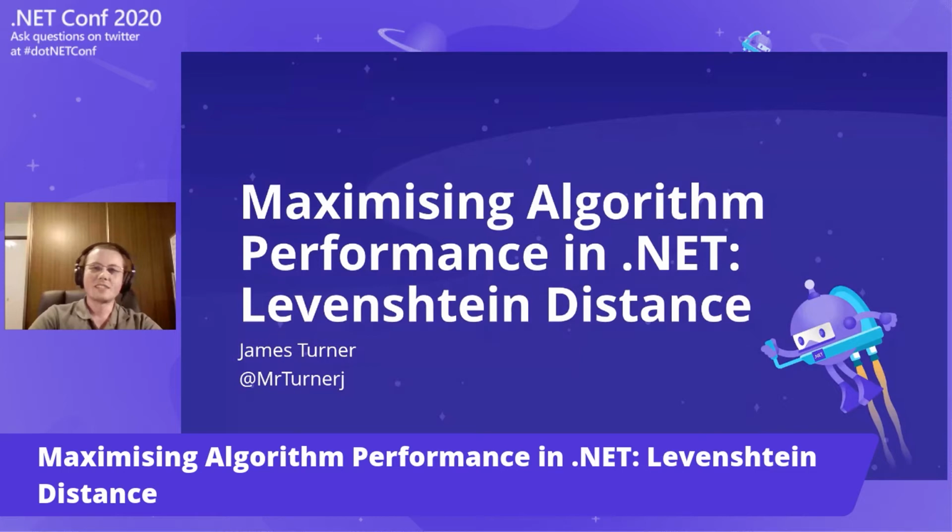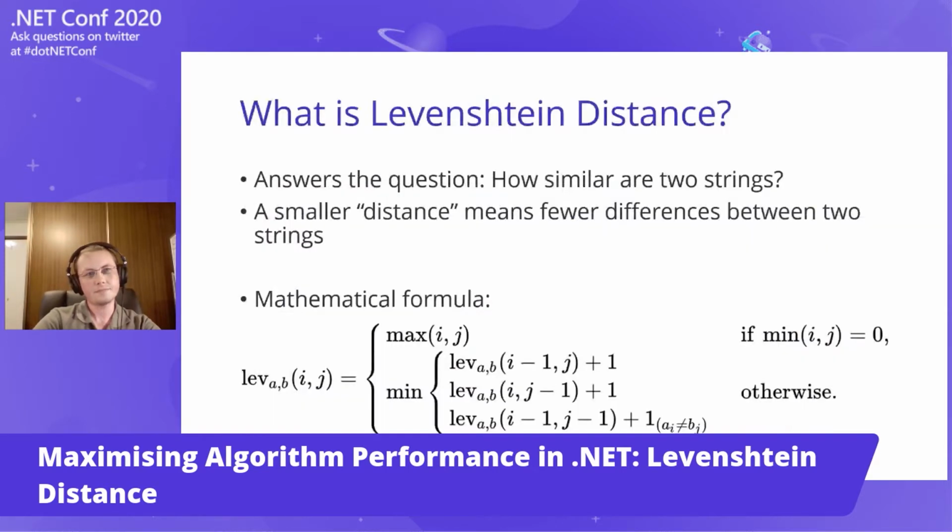So yeah, this presentation is all about maximizing performance on an algorithm in .NET, specifically Levenshtein distance. Our goal today is to make an extremely fast Levenshtein distance calculator capable of handling very large strings. Created by Vladimir Levenshtein, the Levenshtein distance algorithm answers the question, how similar are two strings? The smaller the distance, the fewer the differences there are. The algorithm does this by iterating over the characters in two strings, identifying the edit cost depending on the operation performed.